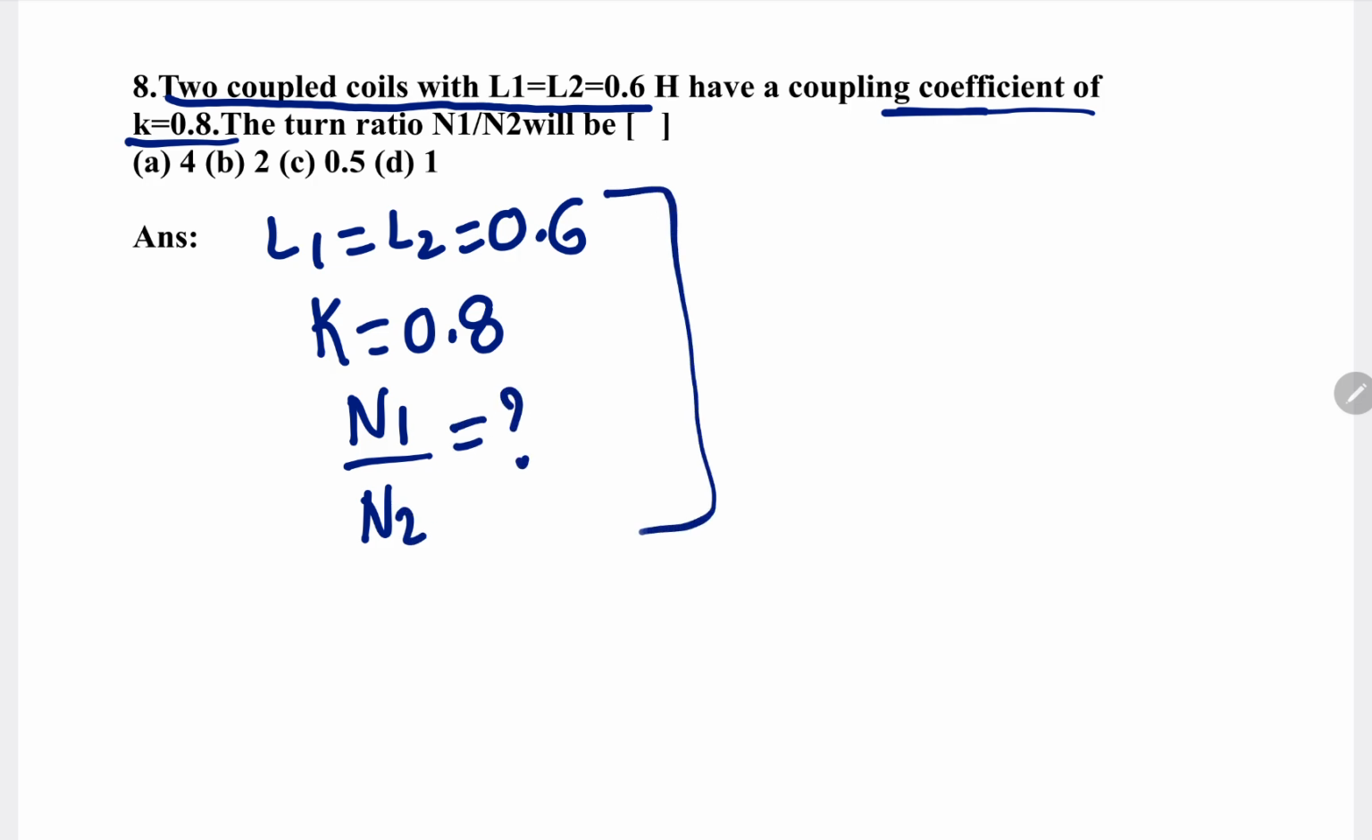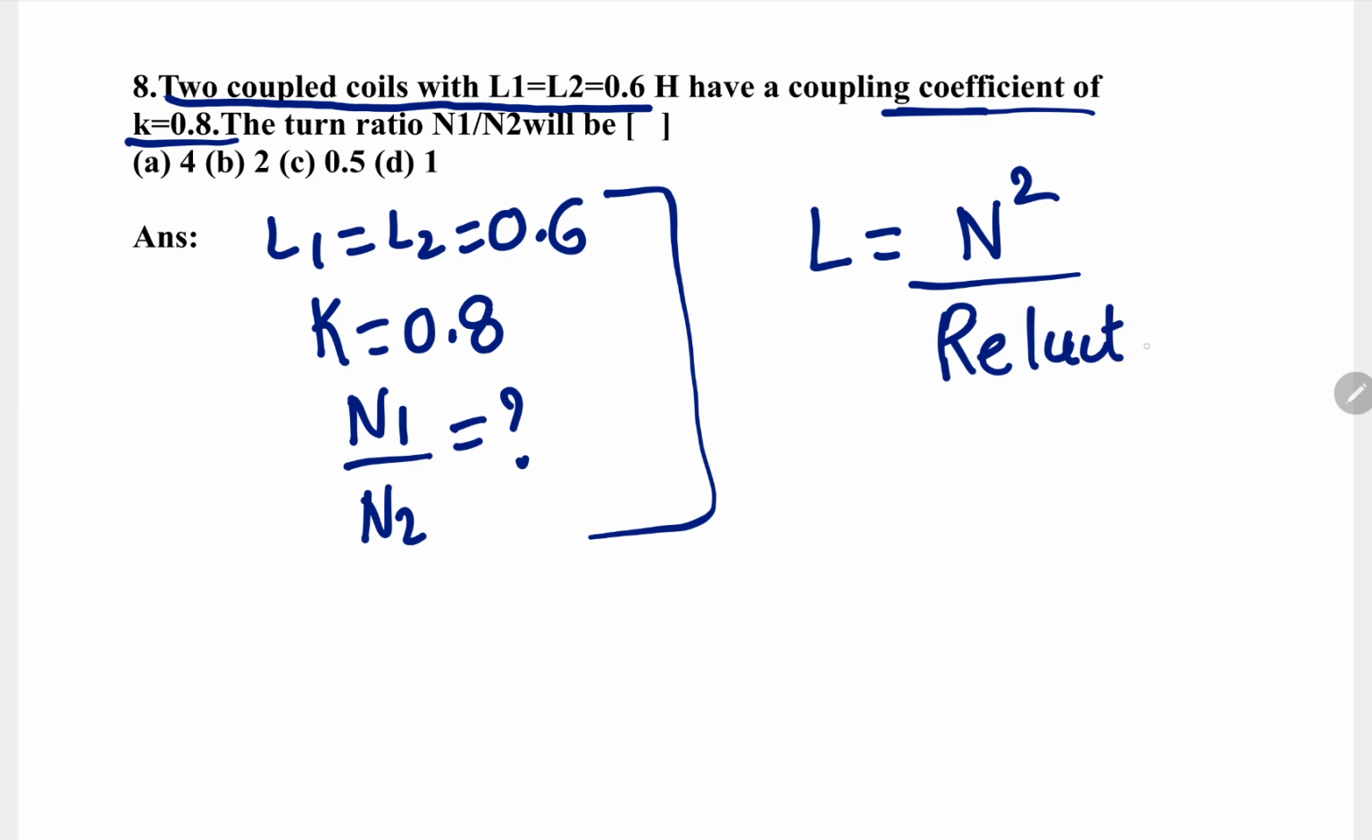So we have one formula, that is, inductance is equal to N square divided by reluctance. Reluctance is nothing but it's like a resistance. Resistance opposes a flow of current. Reluctance opposes a development of the flux. It opposes a flux. So from this what can we write? L proportional to N square we can write.